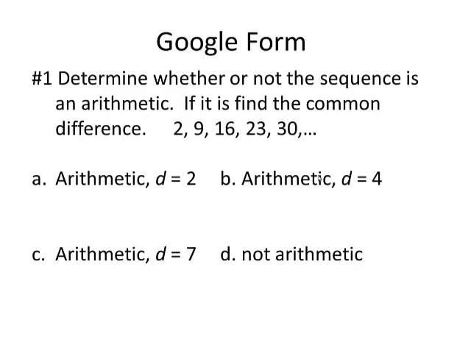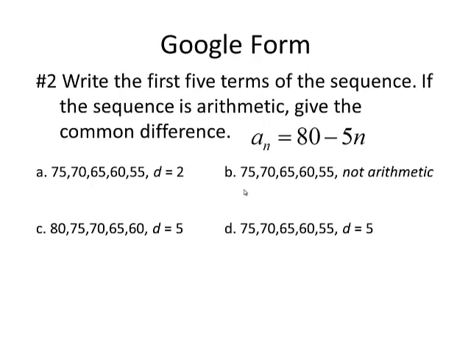This is your Google form. Determine whether or not the sequence is arithmetic. If it is, find the common difference for 2, 9, 16, 23, and 30. Number 2, write the first 5 terms of the sequence. If the sequence is arithmetic, give the common difference.